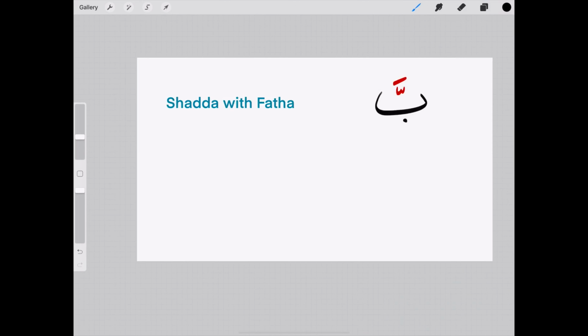When it is with the fatha or the short vowel fatha, it's called shadda with fatha, and it is pronounced as ba, ba, as apparent here with the ba letter, and it has a shadda with fatha on top. And the way to pronounce this is ba, ba. Let's try and write this.